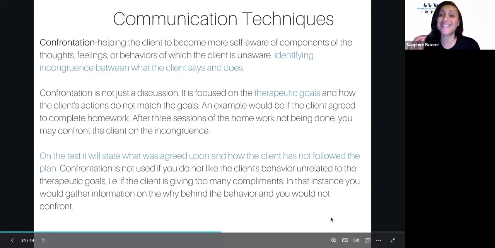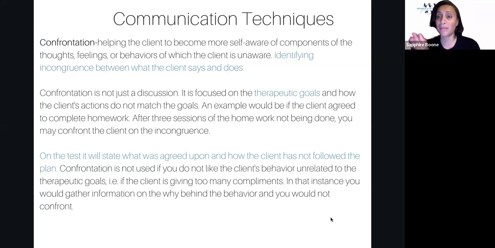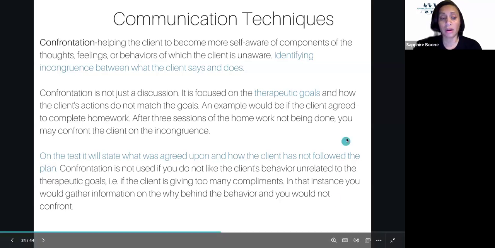But the exam is going to say exactly what the goal or whatever was agreed upon. It's going to say that, and then it's going to say what the client did that was either opposite or they didn't do it. And then sometimes they will even quote what the social worker responds to them or how they bring it up, which is going to be confrontation. The fact that they're bringing it up is confrontation. Or it may ask you what would be the best technique if they are non-compliant with something that they agreed upon already.